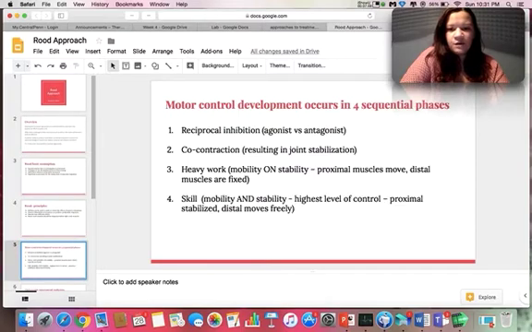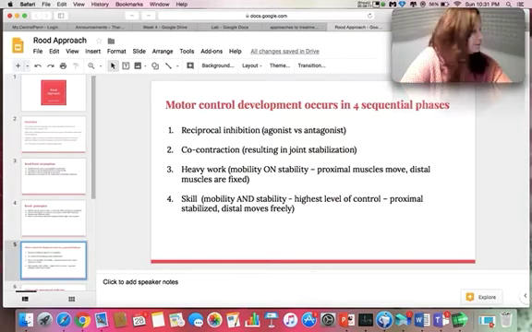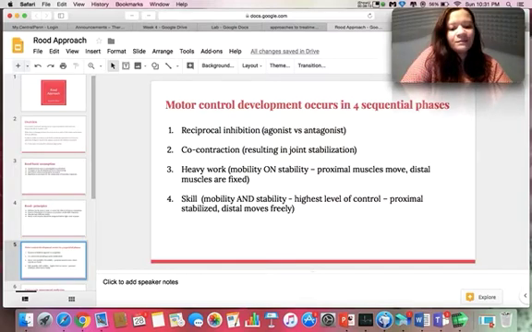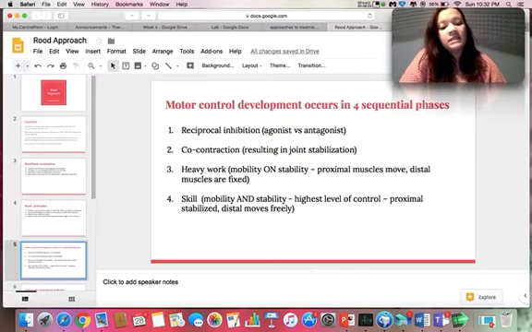Sequence of motor development. Okay, so motor development occurs in 4 sequential phases. The first is reciprocal inhibition. So we're talking about the agonist versus the antagonist. So you got to think back to AMP. Don't let that go out of your brain yet. So it's an early mobility phase. You have muscles acting on one side of a joint, which is the agonist, and that quickly contracts while its opposite, the antagonist, is going to relax.